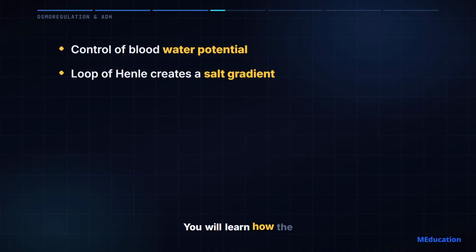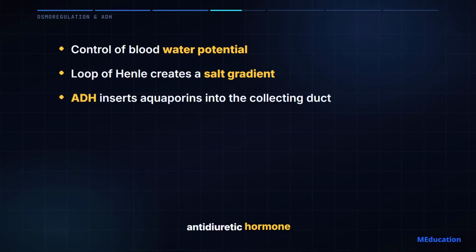You will learn how the loop of Henle creates a steep salt gradient in the medulla. Then we will map the exact cell signaling pathway of antidiuretic hormone, or ADH. You will see how ADH binds to the collecting duct, triggering a cascade that inserts aquaporins into the membrane, allowing water to move by osmosis down its water potential gradient.